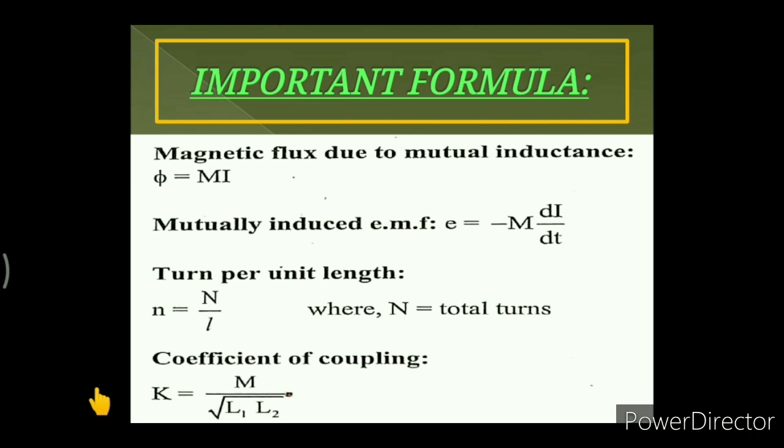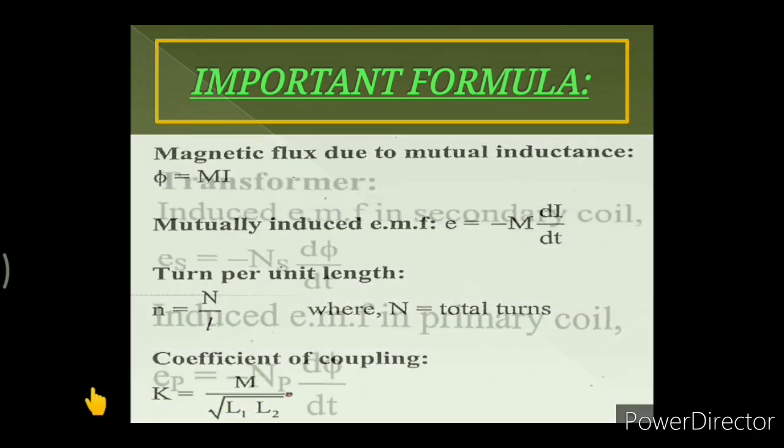Greater the coefficient of coupling means greater will be the mutual inductance. The two coils 1 and 2 with self-inductance L1 and L2 are coupled with mutual inductance, and the coefficient of coupling is given as K is equal to M upon square root of L1 into L2.